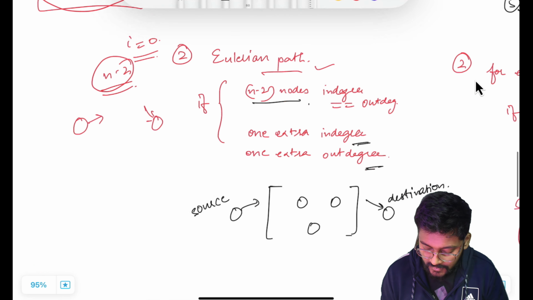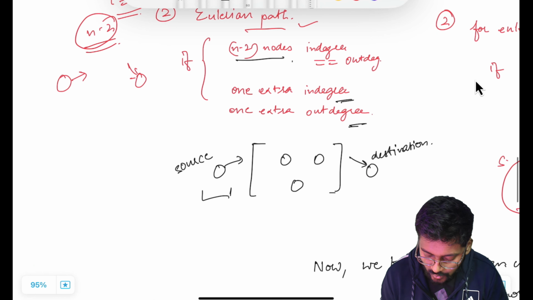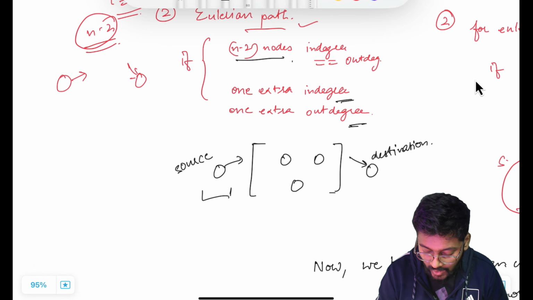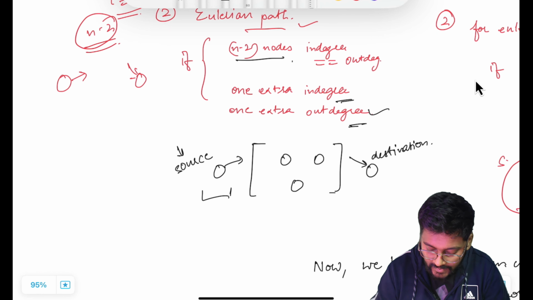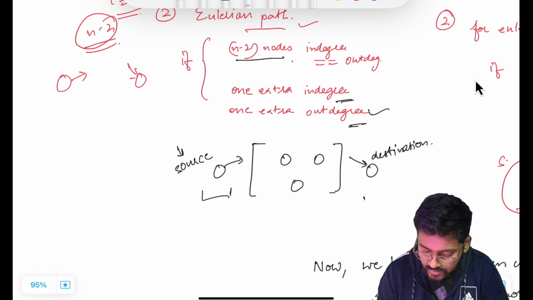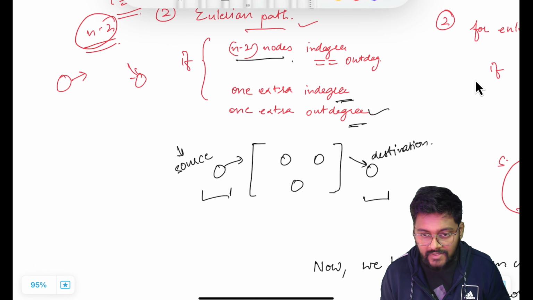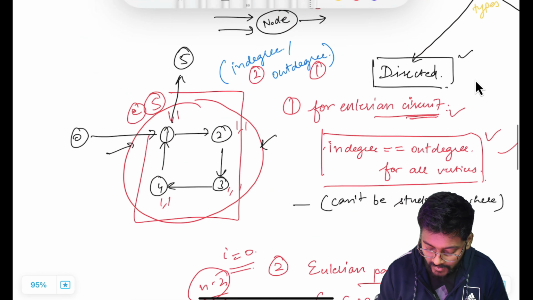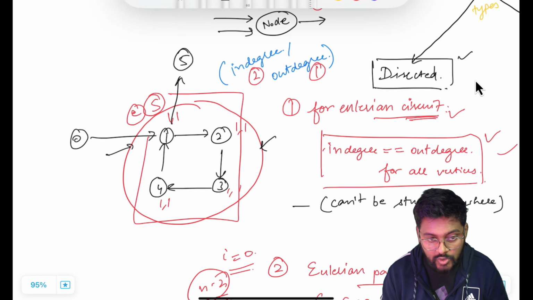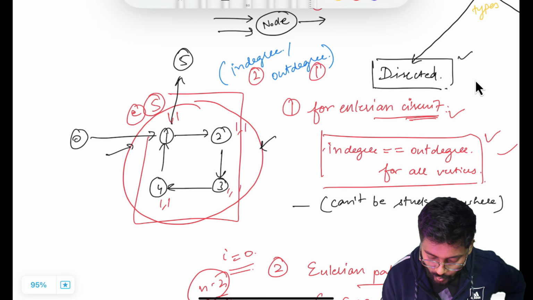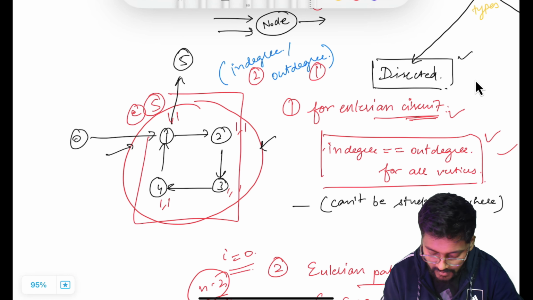In that case, this is the node which is having 1 extra out degree. This node we can make the source, and this node with 1 extra in degree, I can use as the destination. And all the nodes can go in the same way, which we did here. Let's say in this graph I have added two edges. One edge is coming to 1 and one edge is coming out of 1.